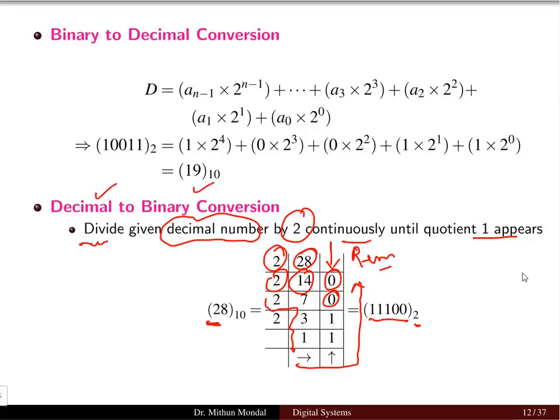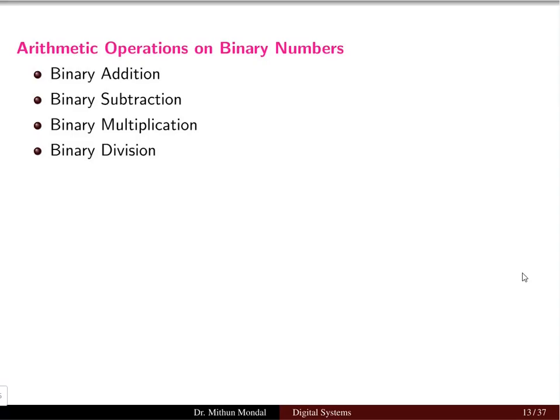The decimal number system has base 10. The binary number system has base 2. Now, similar to decimal arithmetic operations, binary numbers can also be added, subtracted, multiplied, or divided. So we have binary addition, binary subtraction, binary multiplication and binary division.